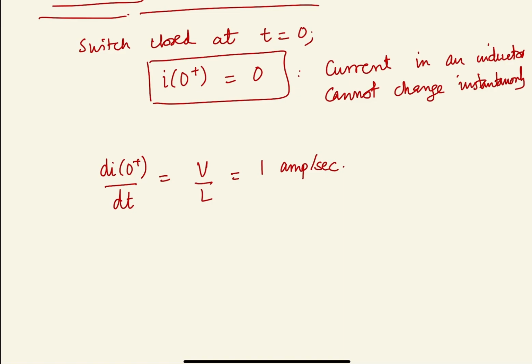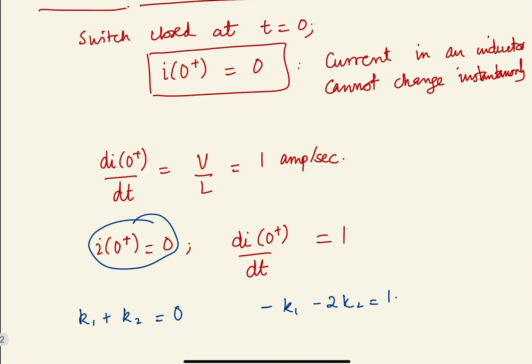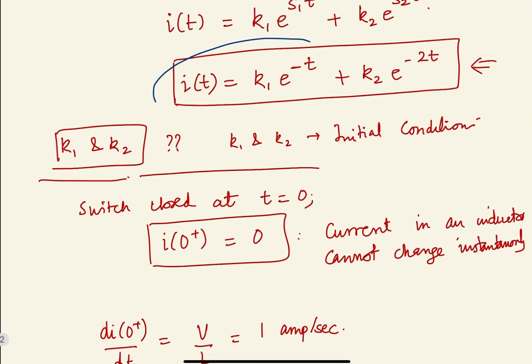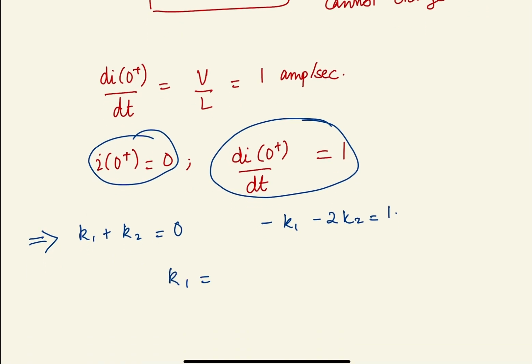And if we substitute these initial conditions, that is, we substitute I0 plus is equal to 0, and we substitute di 0 by dt in this equation 1, what do we get? We simply get that k1 plus k2 is equal to 0, and minus k1 minus 2k2 equal to 1. How will we get this and this? We simply go to this equation and substitute for time t equal to 0, right? That is how we end up with these two equations, k1 plus k2 equal to 0 and minus k1 minus 2k2 is equal to 1. So after we solve these two equations, we get k1 is equal to plus 1 and k2 is equal to minus 1.